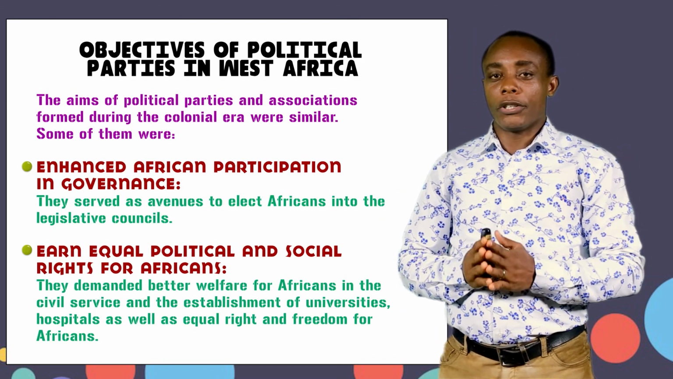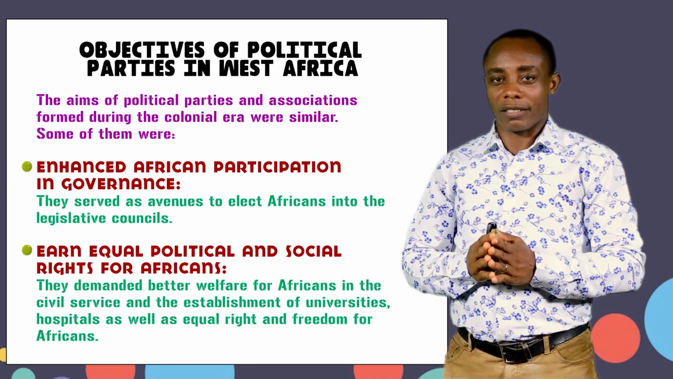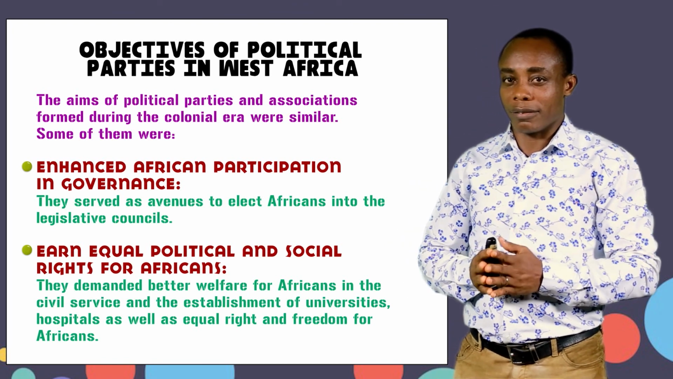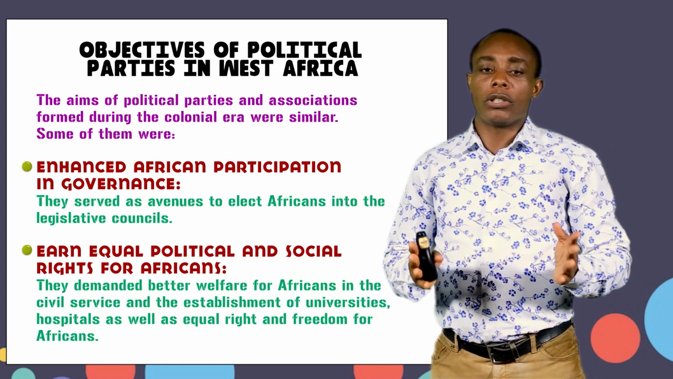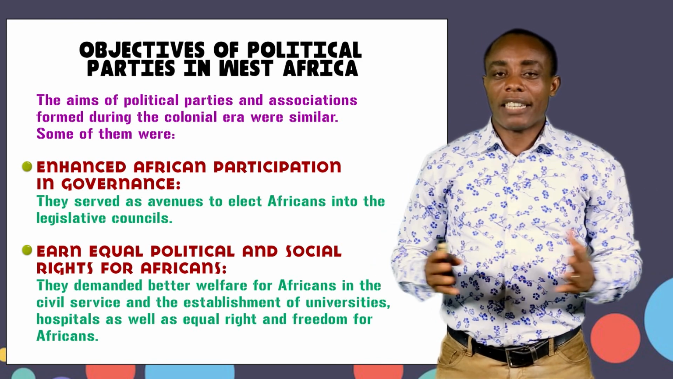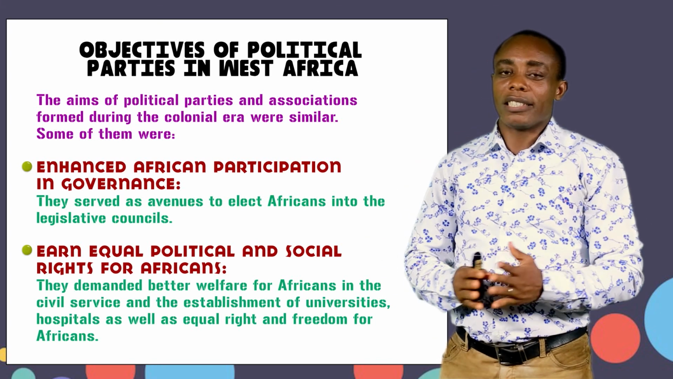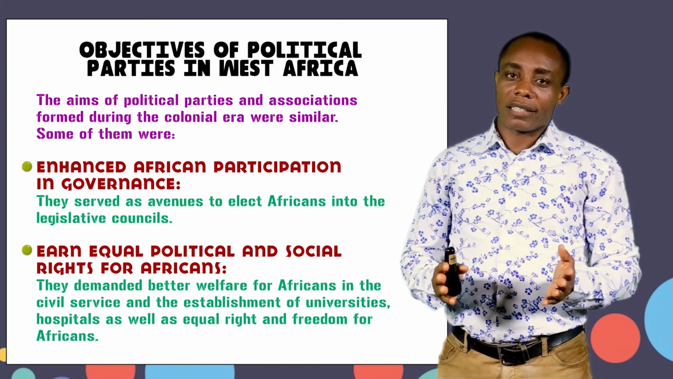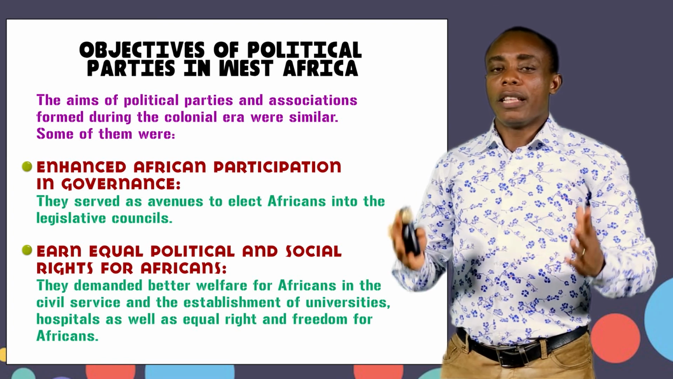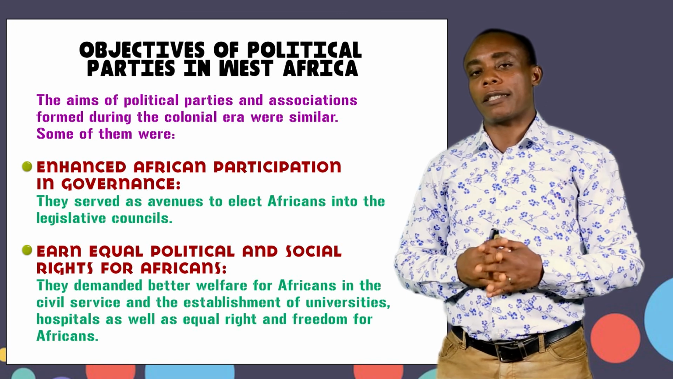The aim of forming these political parties and associations was to advocate for the people to take part in governance. They were avenues by which Africans were elected to serve in the legislative councils. 2. To earn equal political and social rights for Africans. These political parties and associations served as avenues where the people demanded improvement in their welfare. For instance, in the civil service, they demanded that Africans and Europeans with the same qualification should be paid the same salaries. They also demanded that schools, universities, and hospitals should be established for the people of West Africa.